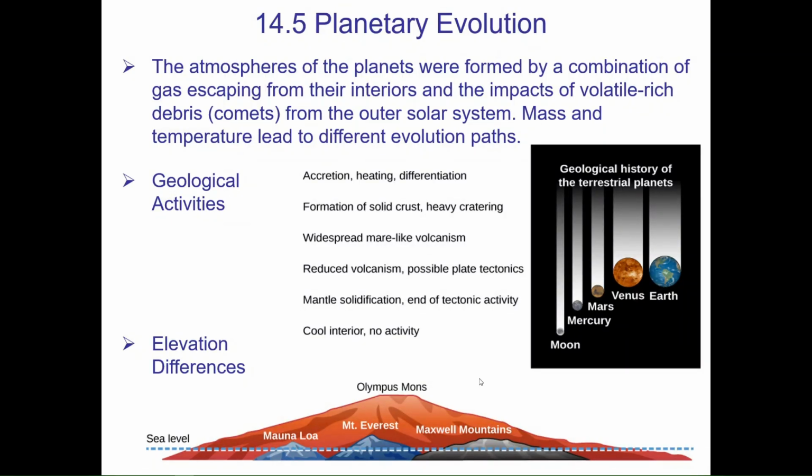You can see the mass as well as the distance from the sun, which results in temperature differences, contribute a lot to the different evolution paths of the planets.